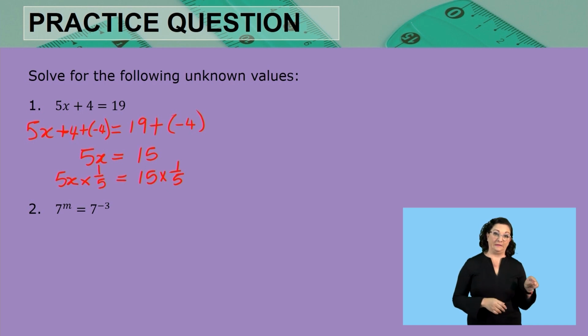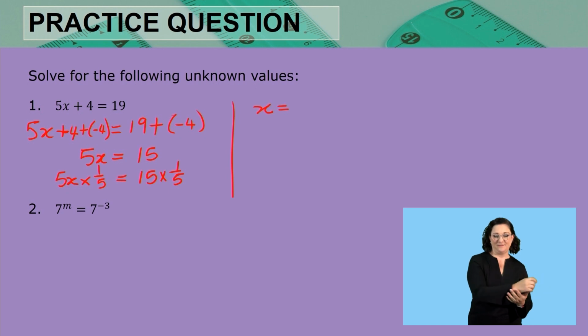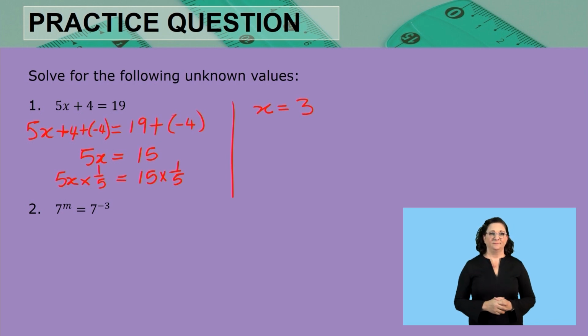Well, on the left hand side, we are left there with just the x. And on the right hand side, we have 15 multiplied by 1/5. That is the same as 15 divided by 5, which is going to give us just the 3 as our answer. So that means that this 3 was multiplied by 5, and after it was multiplied by 5, 4 was added onto the product, and then the answer was 19.